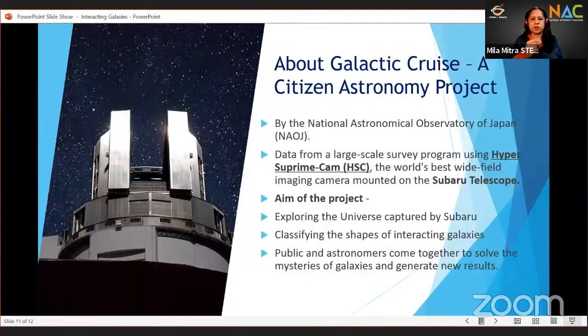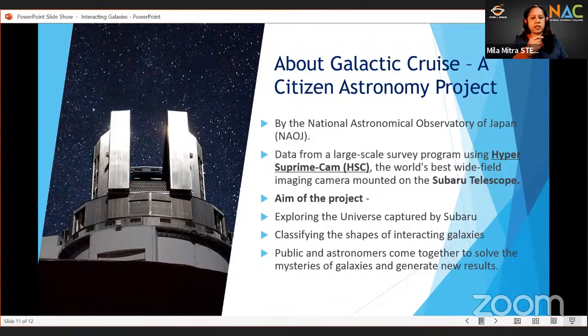So what is this project about? It's by the National Astronomical Observatory of Japan. That's NAOJ. Just the way you have NASA and ISRO, there's also NAOJ. It's from a large-scale survey program using a telescope called the Subaru telescope, and the camera is called the HSC, Hyper Suprime-Cam. So what is the aim of the project? Again, to explore the universe with Subaru and look at interacting galaxies and classify them.